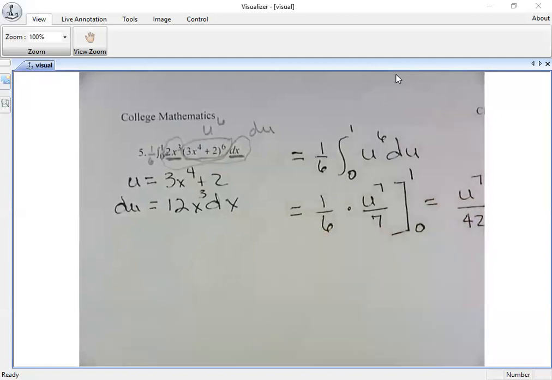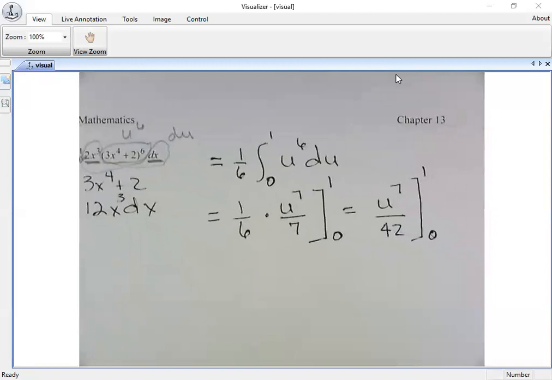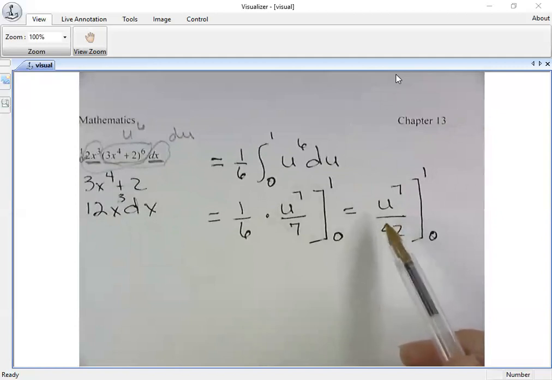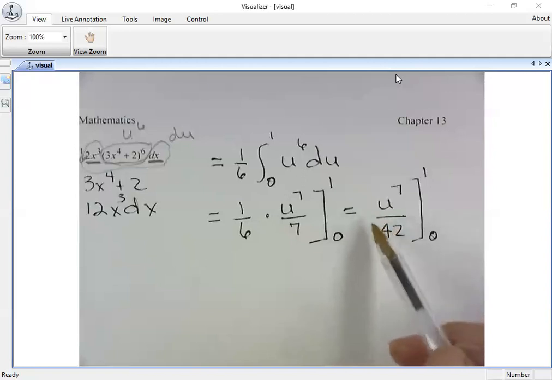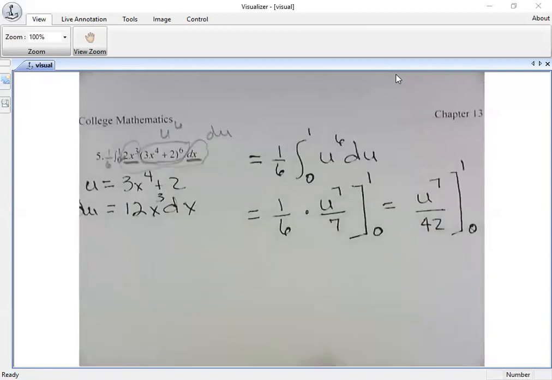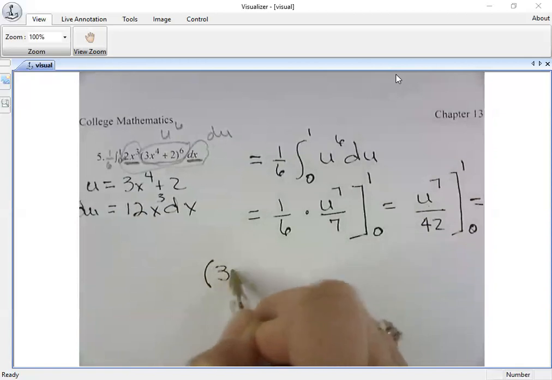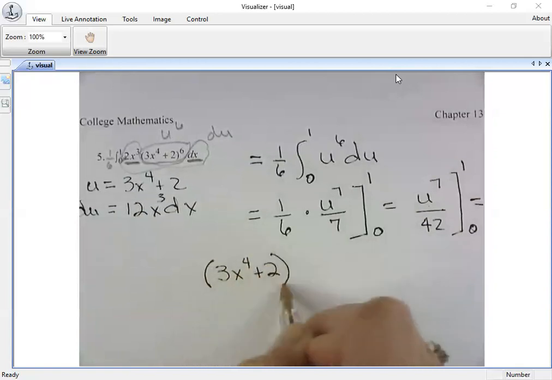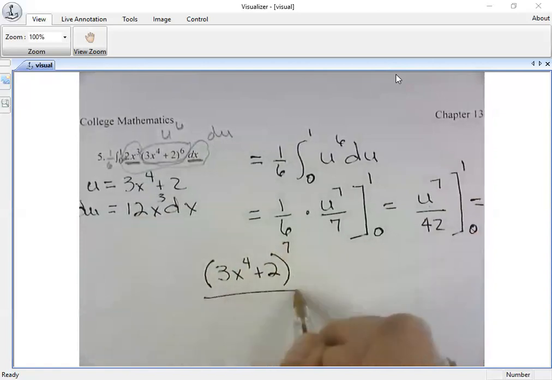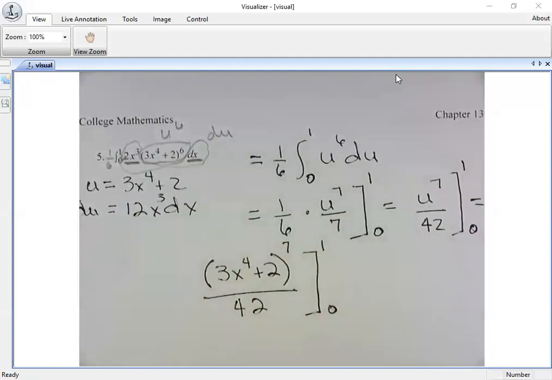Okay, now we are at the point where, what did we have to do before when we were doing this in 13.2? If we did a U substitution after it was integrated, we had to be sure we go back and do what? Replace the U with what it originally was defined to be, which in this case is 3x to the 4th plus 2. Do I have to do that before I can evaluate? Yes, I do. So I'm going to replace U with 3x to the 4th plus 2. That's raised to the 7th power divided by 42. And now I can evaluate that from 0 to 1.